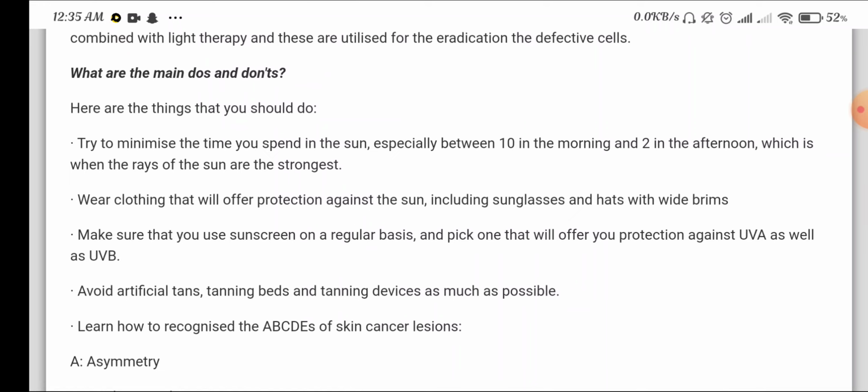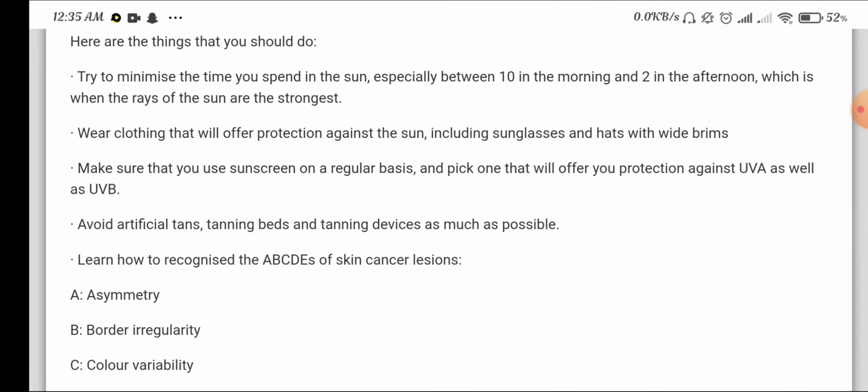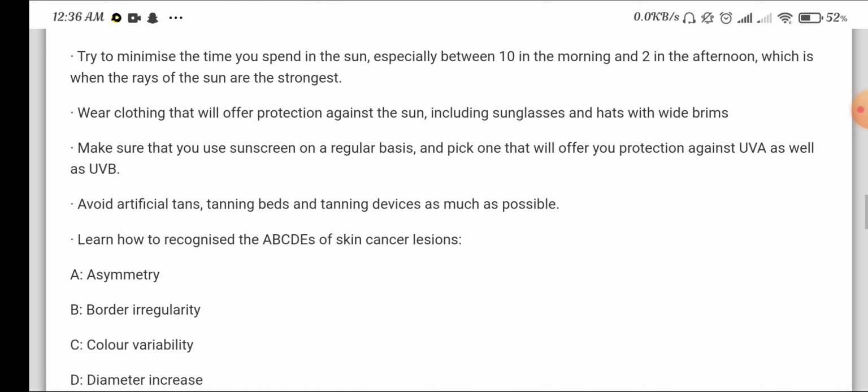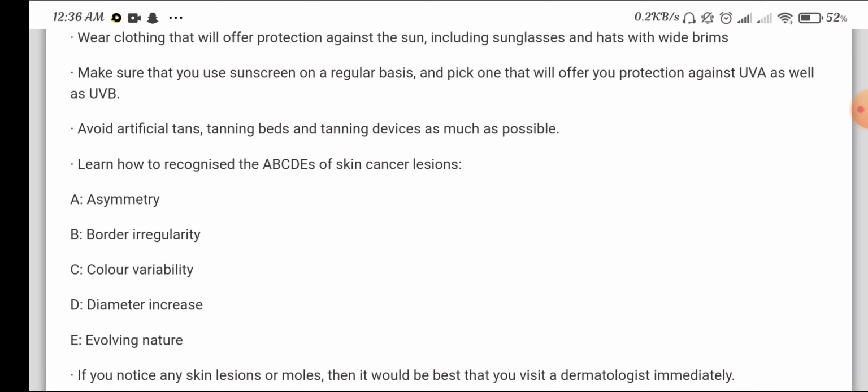These are the main dos and don'ts. Here are the things that you should do. Try to minimize the time you spend in the sun, especially between 10 in the morning and 2 in the afternoon, which is when the rays of the sun are the strongest. Wear clothing that will offer protection against the sun, including sunglasses and hats with wide brims. Make sure that you use sunscreen on a regular basis and pick one that will offer you protection against UVA as well as UVB.